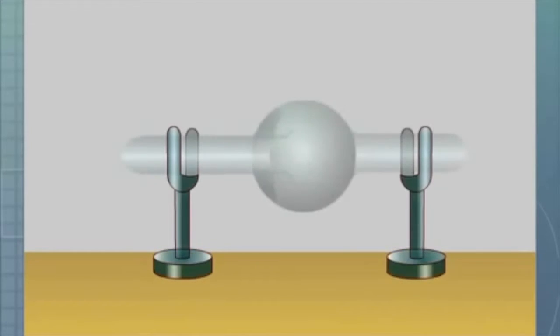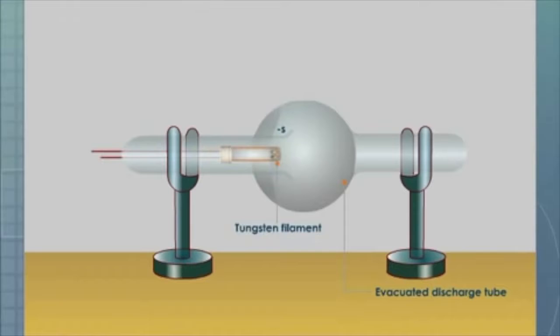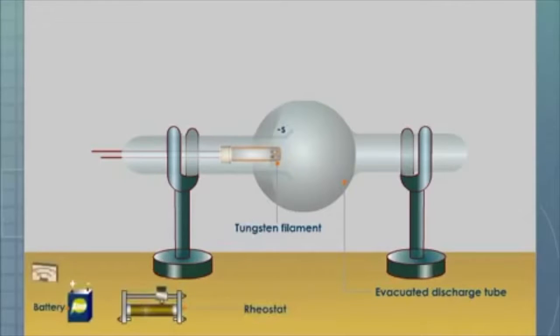In the X-ray tube, the evacuated discharge tube is the surrounding glass. The tungsten filament is fused to the tube as shown. The filament is covered with barium oxide, which makes it easier for tungsten to emit electrons. The filament becomes heated with the aid of a DC circuit. The DC circuit consists of a battery, an ammeter, and a rheostat.